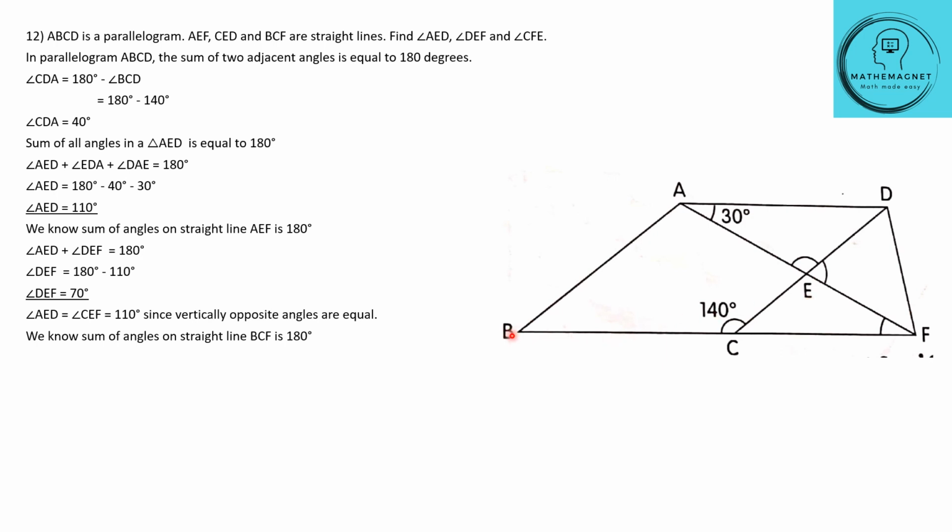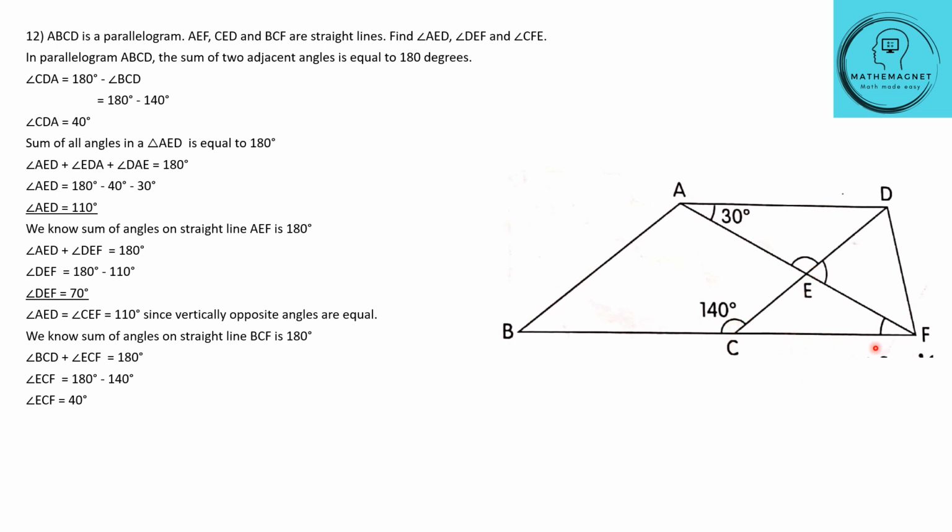Now we will consider the straight line BCF to find angle ECF. So the sum of this angle plus this angle will be equal to 180 degrees. That is, BCD plus ECF will be equal to 180 degrees. So ECF will be 180 minus 140, as 140 is already given in the diagram. So 180 minus 140 is equal to 40.